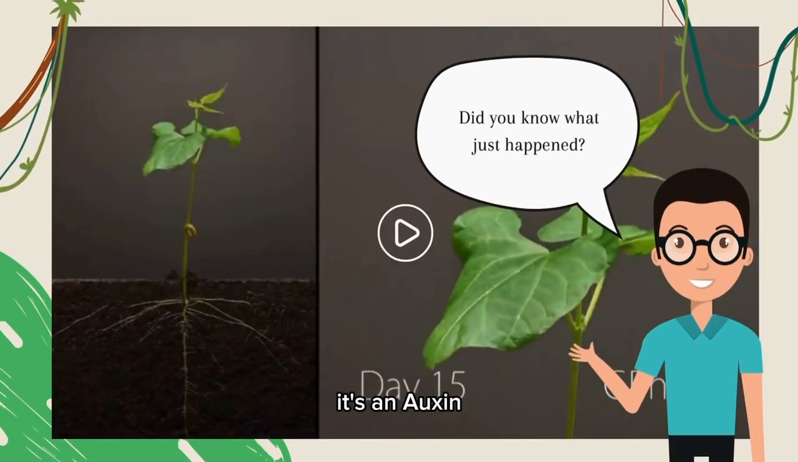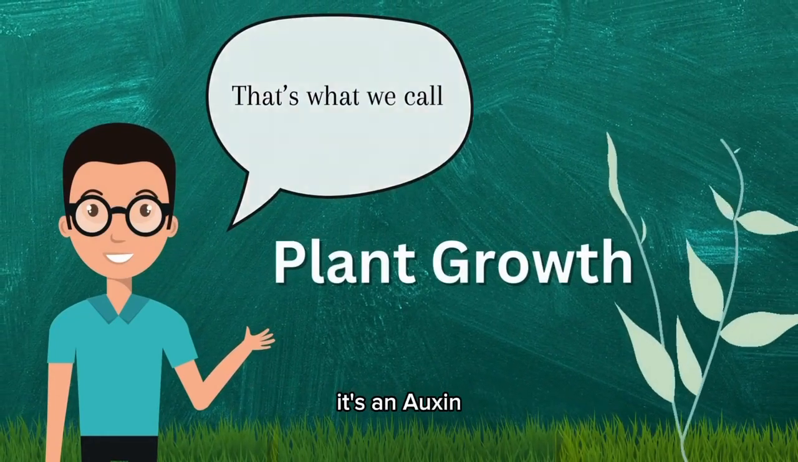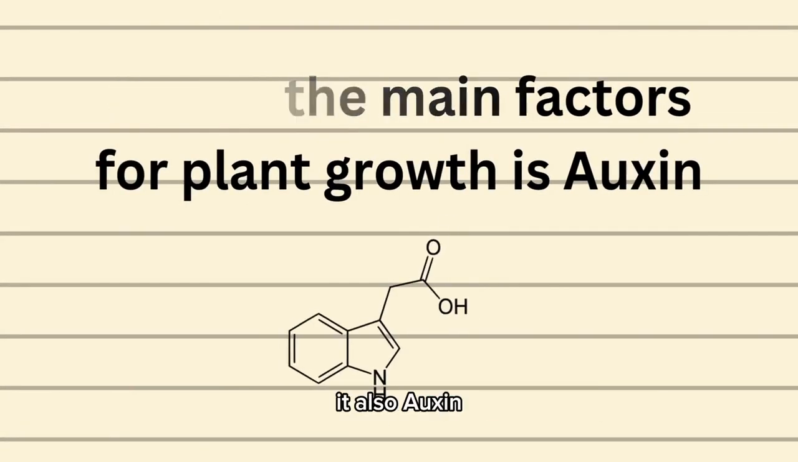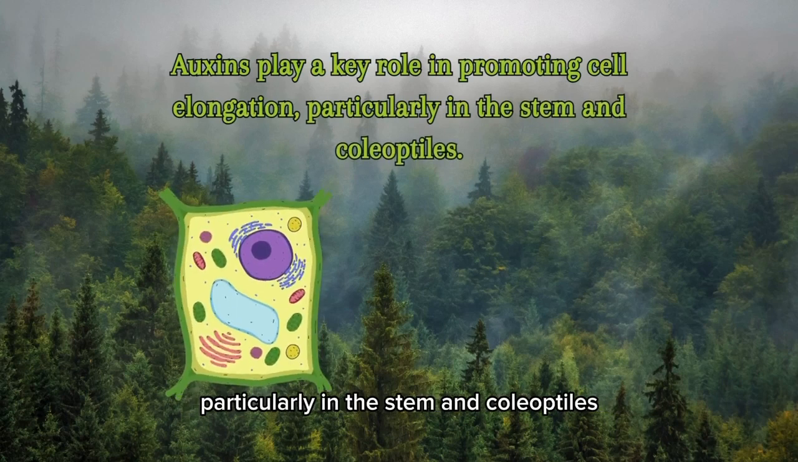Did you know what just happened? That's what we call plant growth. One of the main factors for plant growth is auxin. Auxins play a key role in promoting cell elongation, particularly in the stem and coleoptiles.